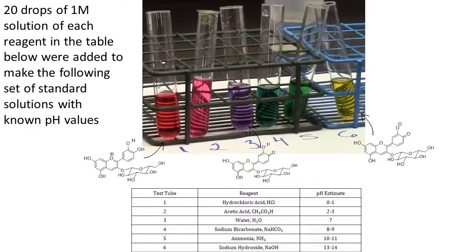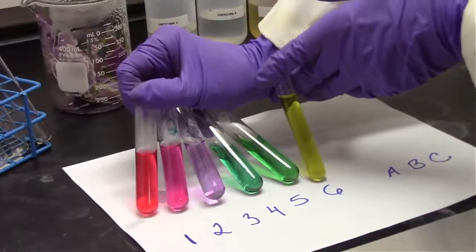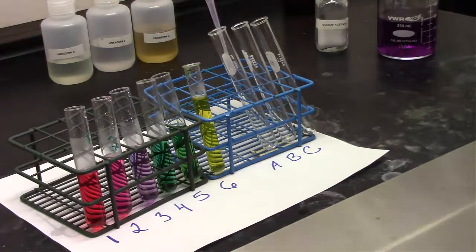Now that we have our reference library where we know the approximate pH of test tubes 1 through 6 based on the compound that we added to it, whether that was a strong acid, a weak acid, nothing, or neutral like water, or a weak base like test tubes 4 and 5, or a strong base like test tube 6, we added those so we have a library to compare to our unknown samples.